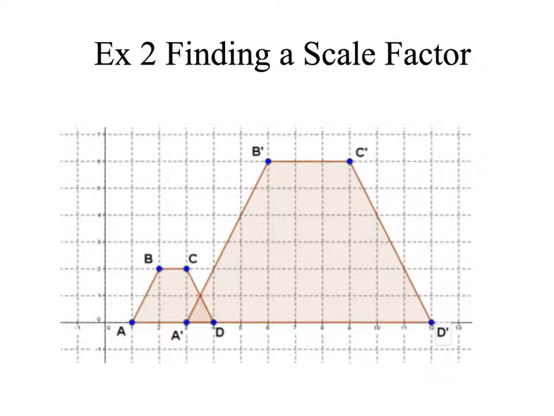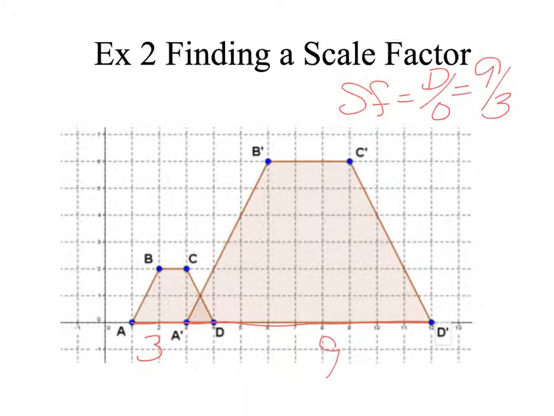So now we're looking at it on a graph. Our original is down here on the bottom. What you want to do is pick a straight side where you would be able to count the boxes. From A to D, I could count my boxes as being 3. Same side on the image, so A prime to D prime, when I count that, I end up with 9 boxes. Remember that our scale factor is dilation over original. So this is going to be 9 over 3, or a scale factor of 3.